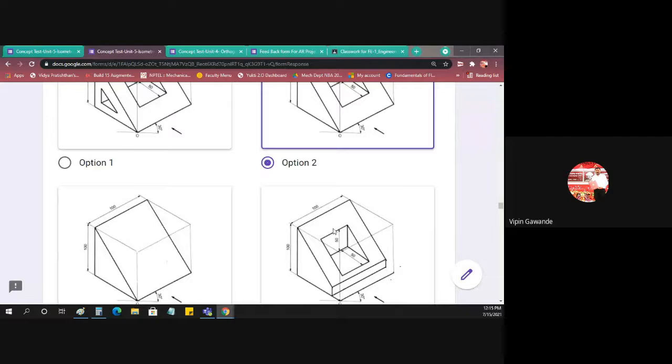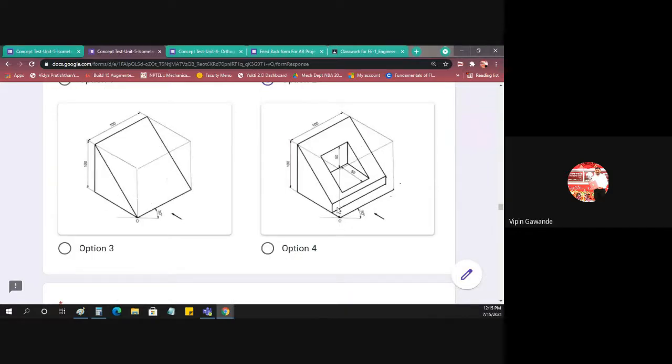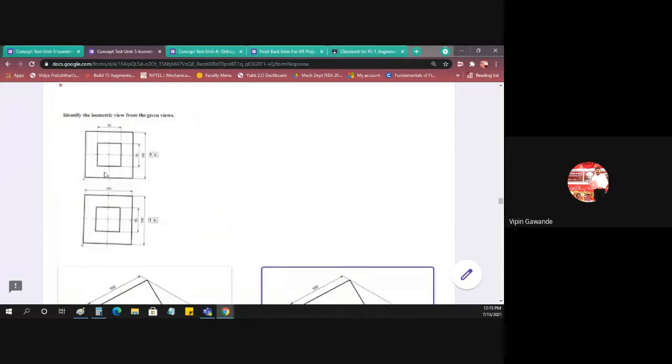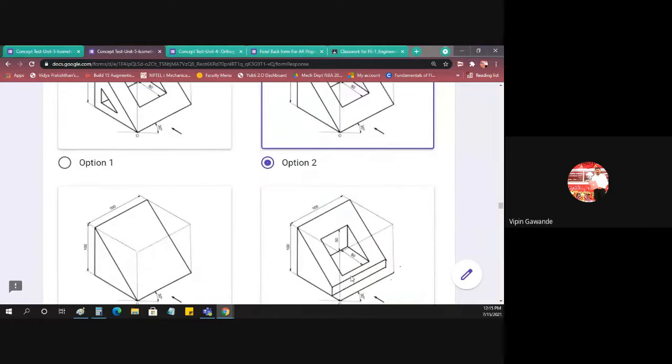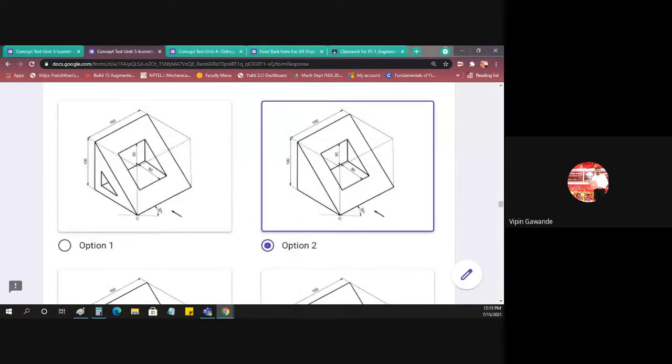Now why not option number 4? In option number 4, some height is given here. That is, the rectangle is there. One rectangle, and then square. But here the rectangle line is not there. So this is not the correct option. So what is the correct option for this problem? This is problem number 2. Problem number 2 is the correct option.